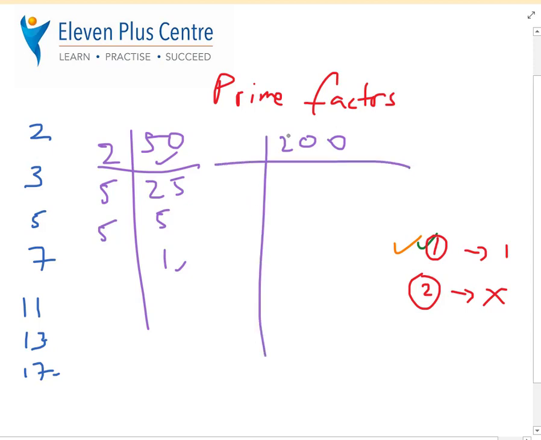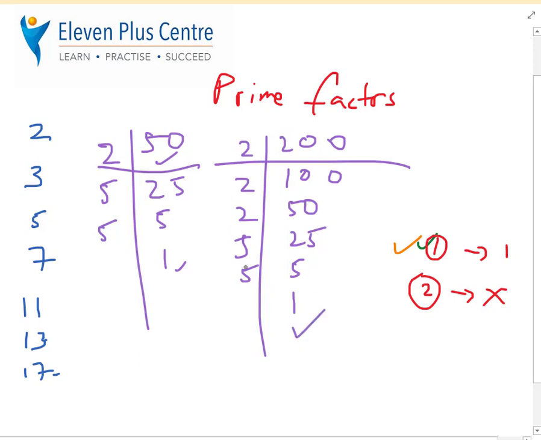200, slightly bigger number. We're going to start with the 2. 200 divided by 2 is 100. 100 divided by 2 is 50. We're going to stay with the 2. 50 divided by 2 is 25. Stay with the 2. Can't do 25 divided by 2. We're going to move on to 3. Can't do 25 divided by 3 either, so we're going to move on to 5. 25 divided by 5 is 5. 5 divided by 5, we're going to stay with the 5 until we can't do it anymore, is 1. No need to do anything else because we've ended with the 1, so the sum has come to an end.